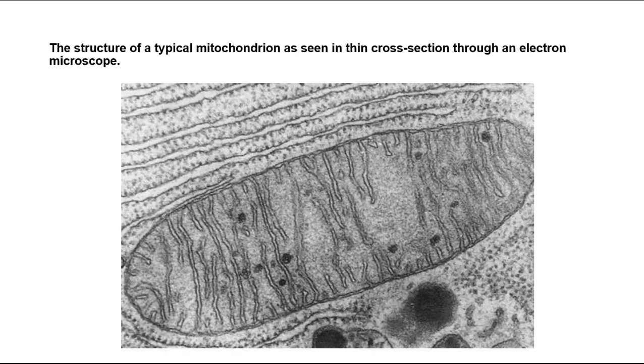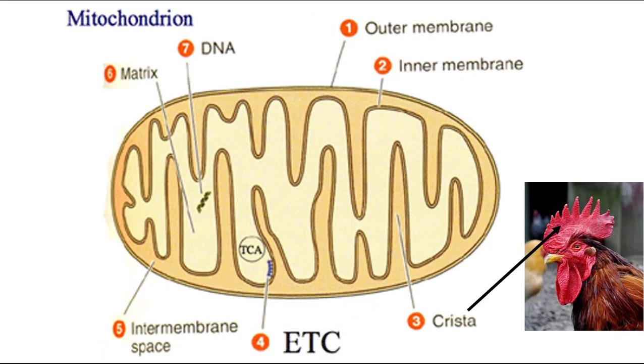The structure of a typical mitochondrion is presented here. Mitochondria are unique organelles in that they have a double membrane and have a separate pool of DNA. The space between the two membranes, the intermembranous space, is where the proton gradient is generated in oxidative phosphorylation.